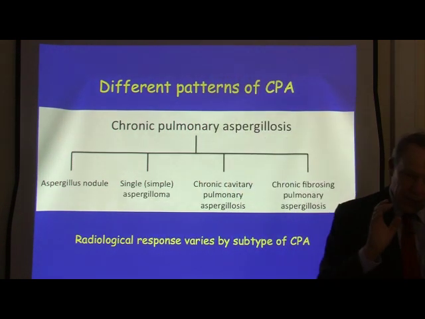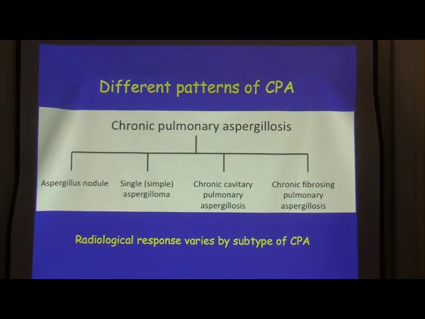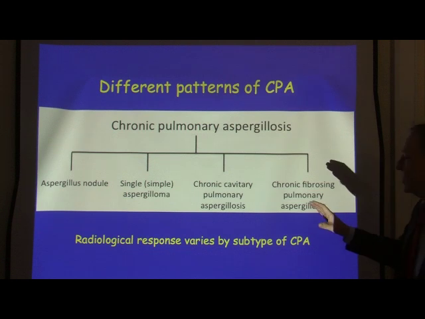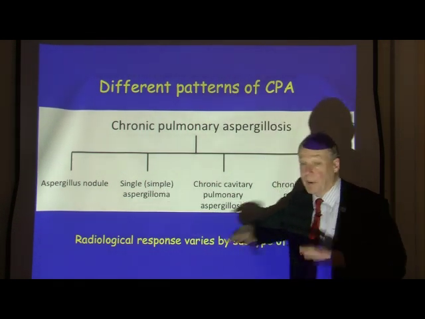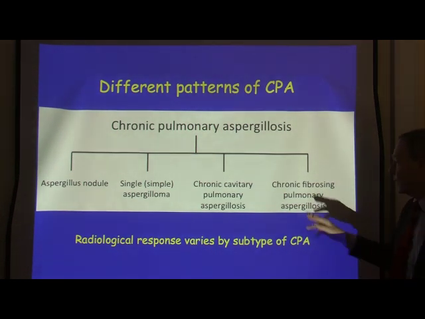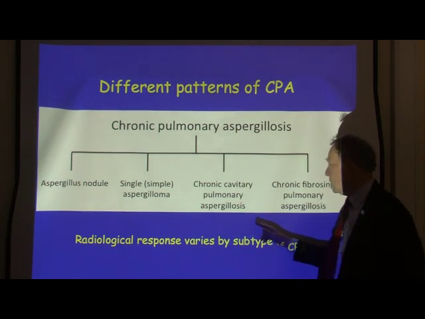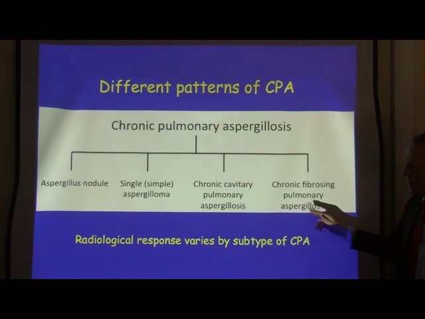Some patients have very limited disease post-TB, and these patients are surgical patients. This can be operated, but if they have bilateral disease, it's not appropriate. We've talked about chronic cavitary disease and chronic fibrosing disease.